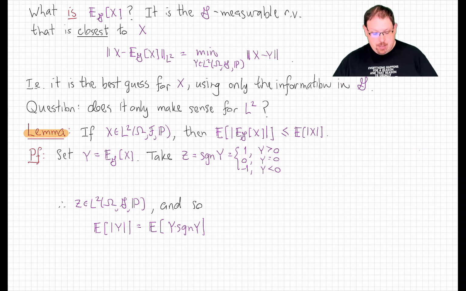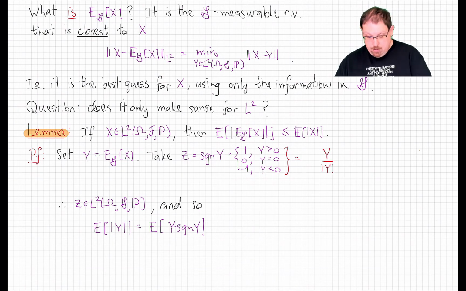In order to simplify notation, let's just set Y to be equal to the conditional expectation of X given G. Now I'm going to fix the following function, Z, which is the signum of Y. That's defined to be 1 if Y is positive, minus 1 if Y is negative, and 0 if Y is 0. Let me write that in a slightly different way. I can write it as Y divided by the absolute value of Y, except that that ratio doesn't make sense if Y is 0, so I just multiply by the indicator that Y is not 0. And that gives us exactly what's written here. It also makes it clear that this is a G measurable function because Y is G measurable.